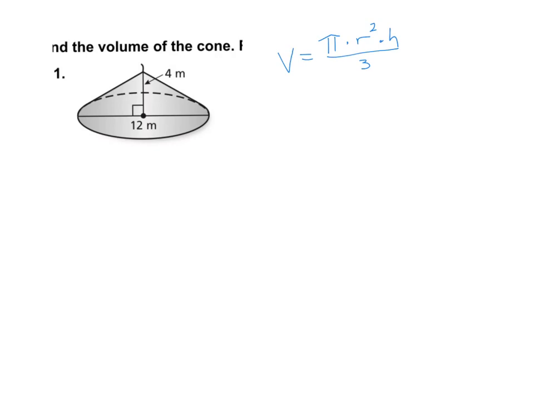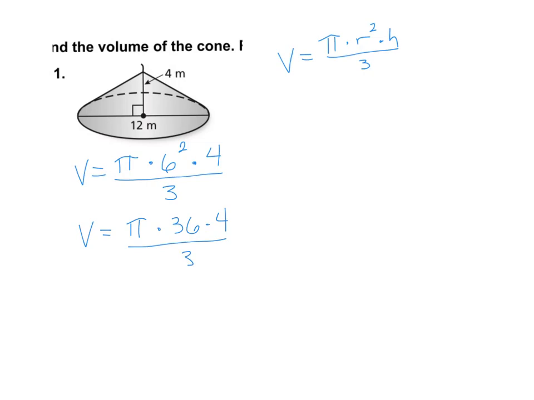So volume is equal to pi times the radius. So 12 is all the way across, so radius is half of that. So it's going to be 6 squared times the height, which is 4, and then divide that by 3. So volume is equal to pi times 36 times 4, whole thing over 3.